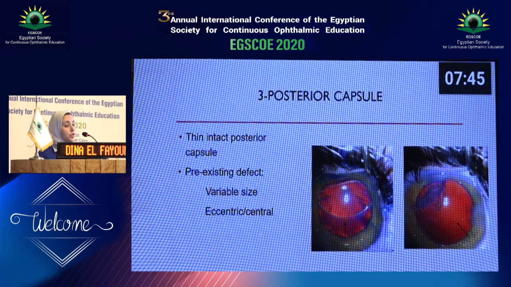Now we come to the posterior capsule. Either by the end of the surgery we find an intact, thinned posterior capsule, or we find a pre-existing defect. A pre-existing defect is variable in size, it might be a small or a big defect, maybe central or even eccentric. As in this case, before the surgery I could see the posterior bowing of the posterior capsule, and at the same time, after I removed the lenticular matter, the posterior capsular opening was extremely delineated exactly as it was present preoperatively.